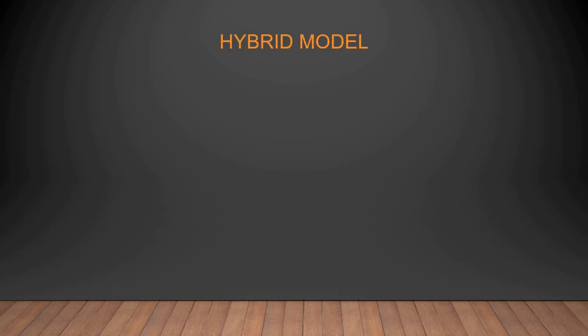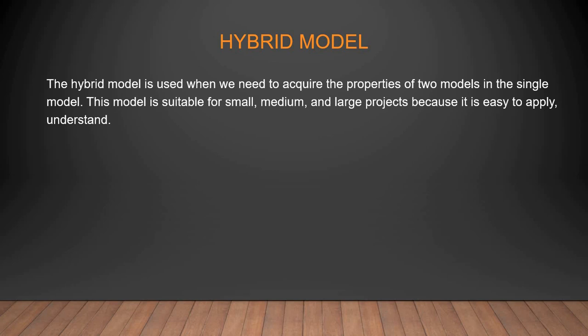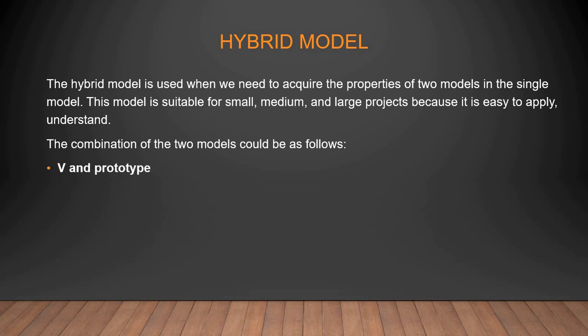Next one is hybrid model. The hybrid model is used when we need to acquire the properties of two models in a single model. This model is suitable for small, medium and large projects because it is easy to apply and understand. The combination of the two models could be as follows: V and prototype model, spiral and prototype model.